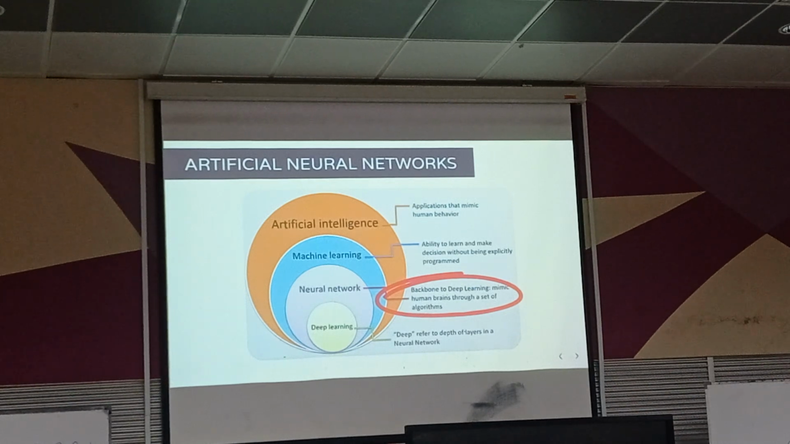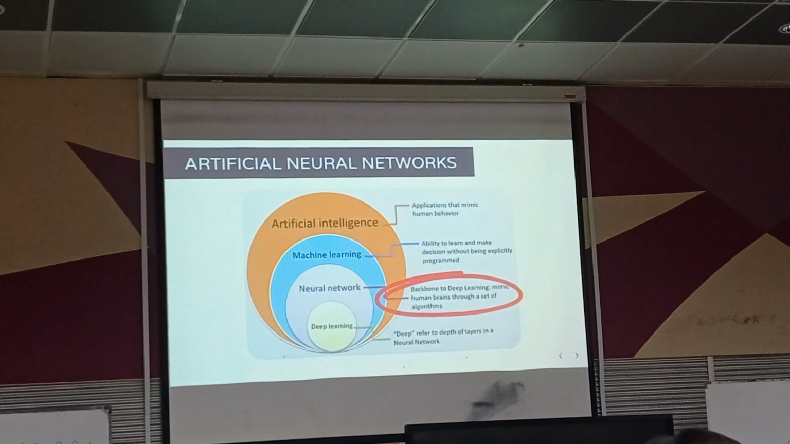Now, what happens in the neural networks? In the neural network, the difference is this. You have a data set, and let's say you have the same features, x1, x2, x3, and x4.